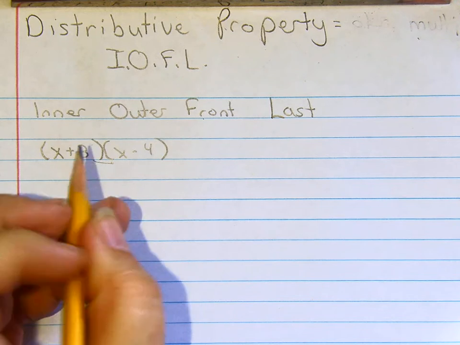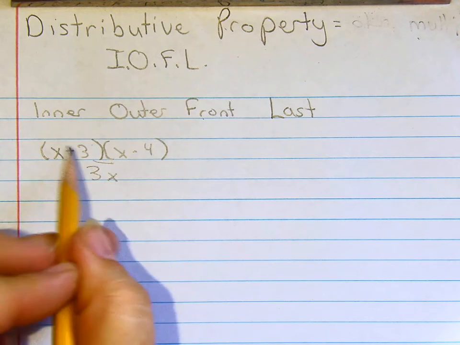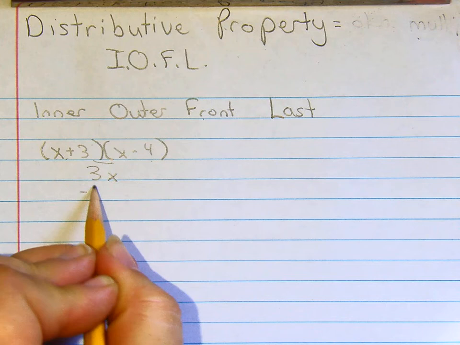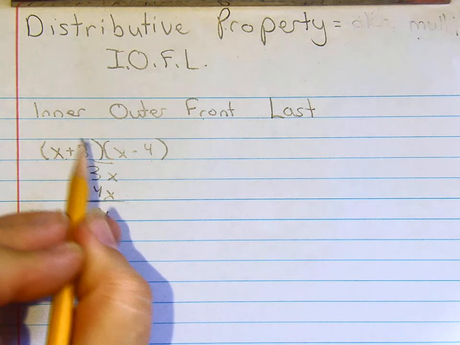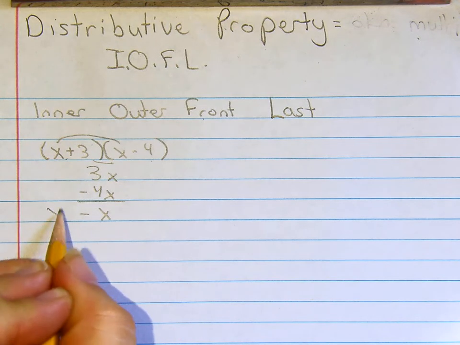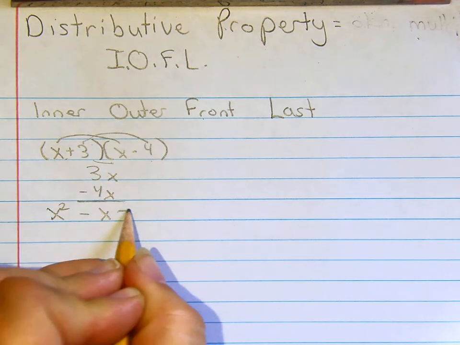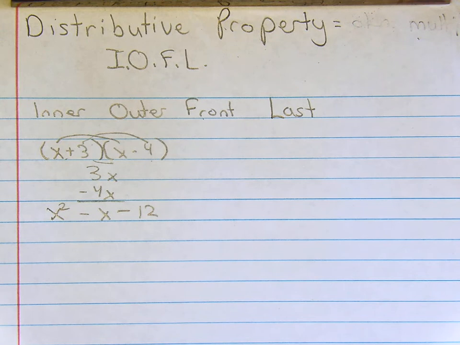So 3 times x, 3x, x times -4, -4x. Those combined give me -x. Then I do my front, x squared, do my last, -12, and I'm done. So you don't need to overthink this. Don't make it more complicated than it needs to be.